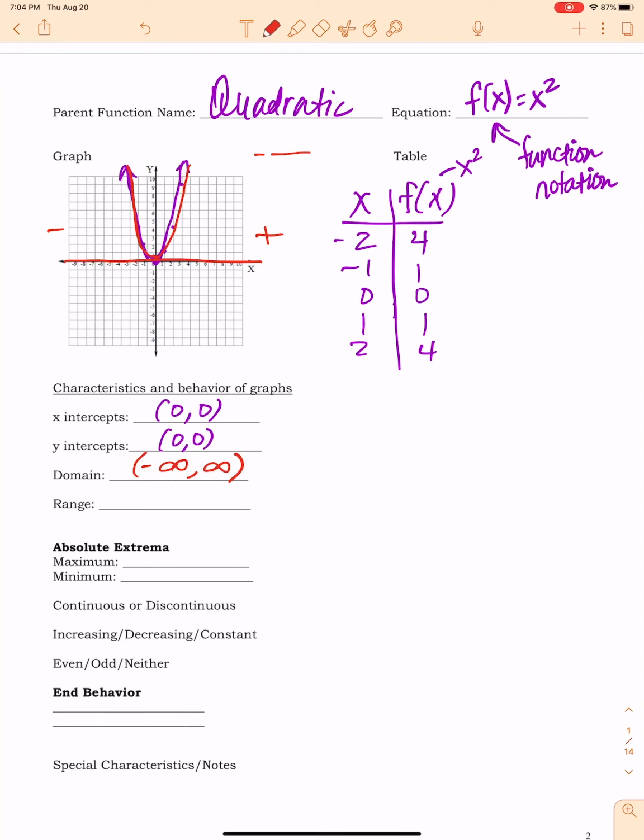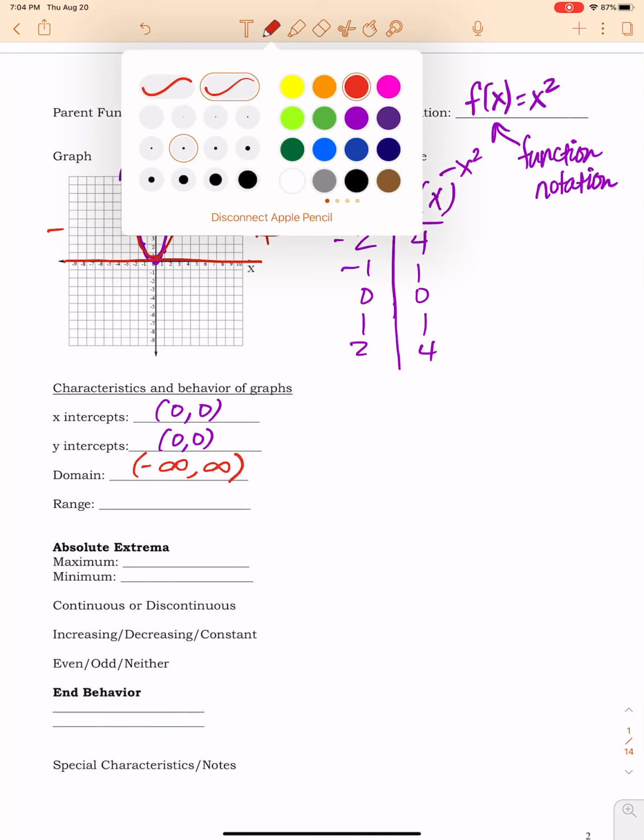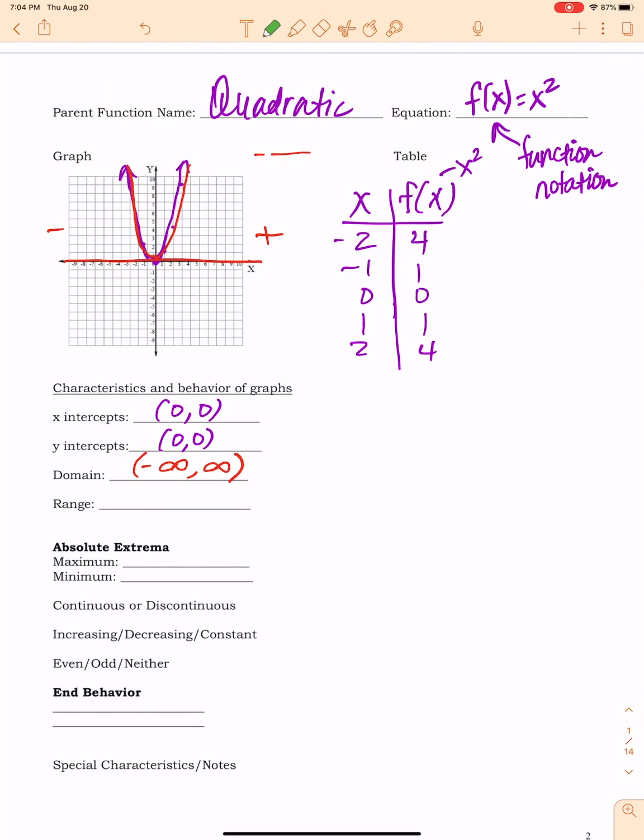Okay, the range, notice that with the range, this is the y right here. Your range are your y values. And since the graph only lives above the x-axis, we're only concerned with the positive values for the range. So the range is going to be 0 to positive infinity. And notice that I'm using a bracket here at 0. That's because it includes 0.